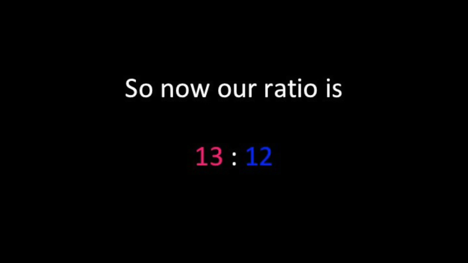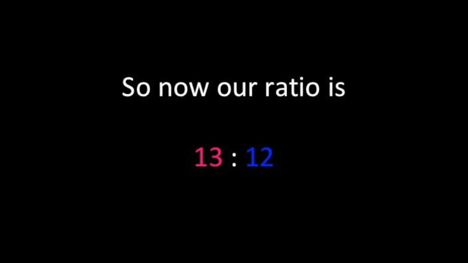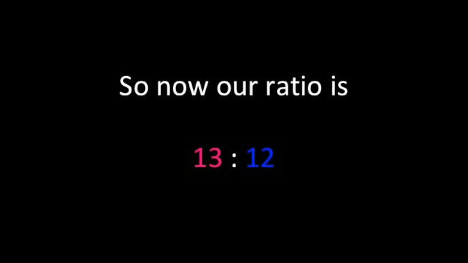So now we have the numbers 13 and 12, 13 coming from the 26, the number of girls, and the 12 coming from the 24, the number of boys. So now our ratio is 13 to 12. We figured it out. So now we know that for every 13 girls, there are 12 boys in ABC Middle School.